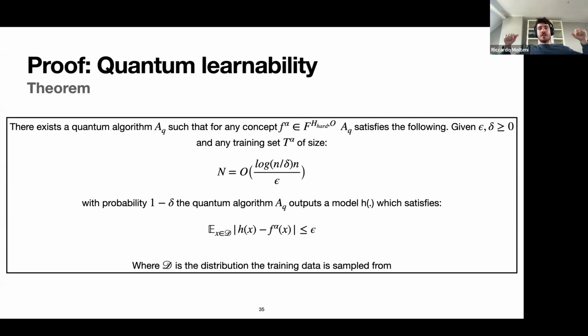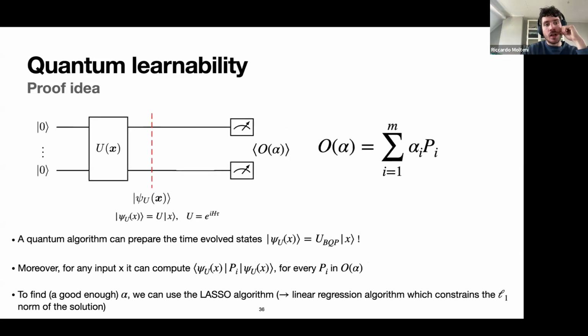So basically we prove that there is a quantum algorithm such that for every concept in the concept class, which we know is hard for classical algorithms, given training data of size polynomial in n, log n times n, with high probability it outputs a model H which correctly classifies every unknown concept. How is it possible?